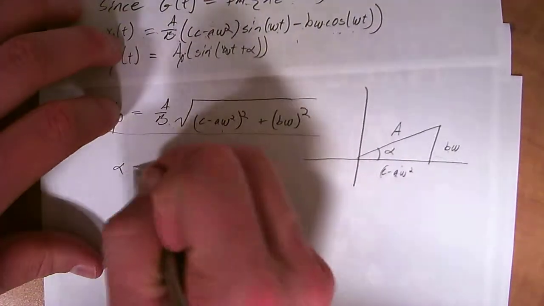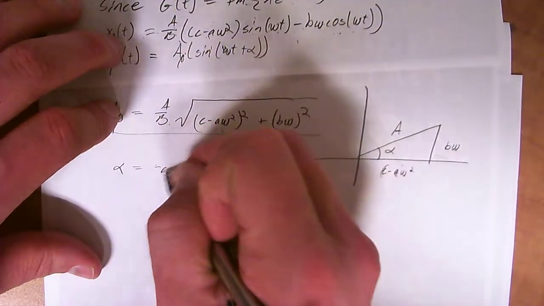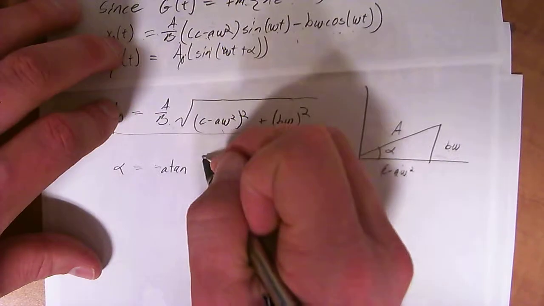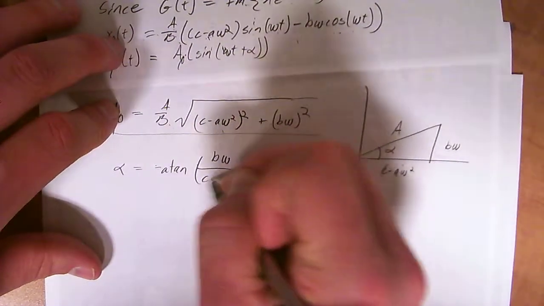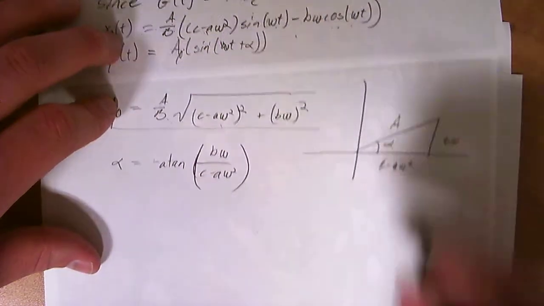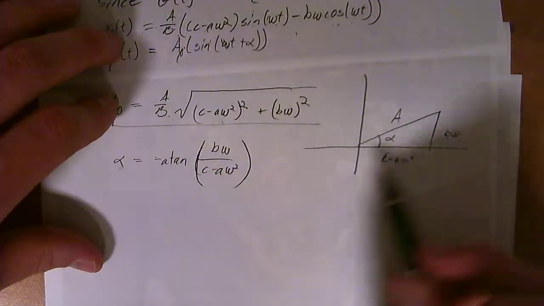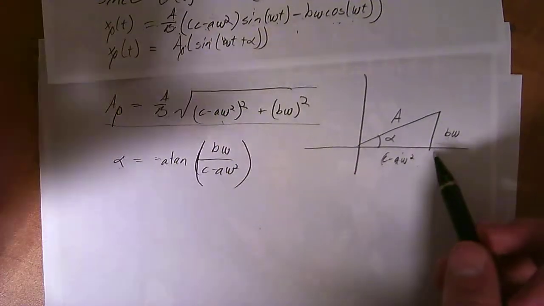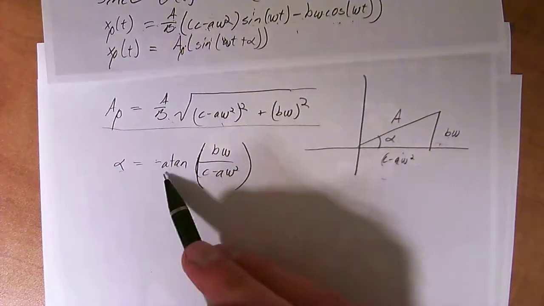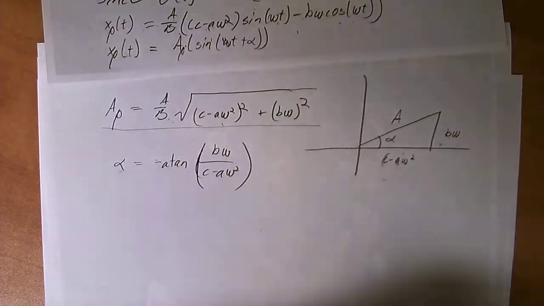So then alpha is equal to negative arctangent of B omega over C minus A omega squared. Just like that. And this is obvious because if you got these two sides of the triangle, then SOHCAHTOA, opposite over adjacent, inverse tangent gives you the angle. Okay.